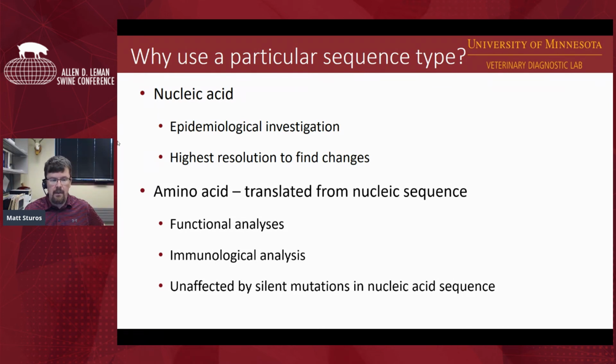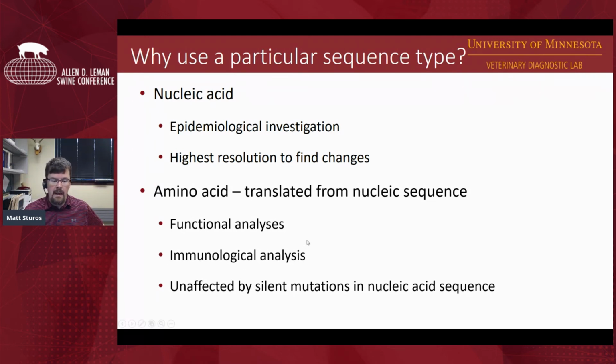So amino acid sequences are good for functional analyses. If you want to know if the protein is going to remain similar or maybe have the same activity, that's where an amino acid sequence would come in. For immunologic assays, the immune system just cares about what protein is being expressed on the outside of the cell, so it doesn't care if there's a silent mutation. It just wants to know whether or not the protein is different.